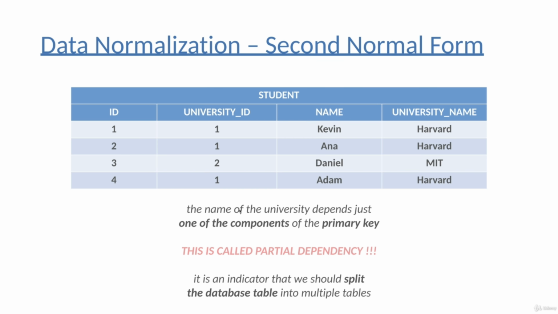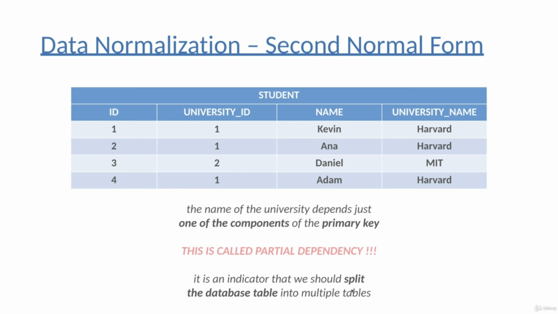So for example, the name of the university depends on just one of the components of the primary key. Despite the fact that the primary key is the ID and the university ID, the name of the student depends on the ID of the student exclusively. It has nothing to do with the university. And this is the case with the university name. The university name has nothing to do with the student itself. It depends on the university ID as far as the primary key is concerned. And this is called partial dependency. It is an indicator that we should split the database table into multiple tables.